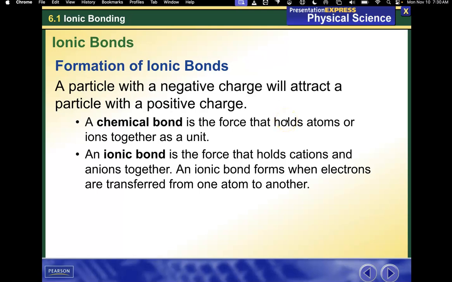A particle with a negative charge will attract a particle with a positive charge. A chemical bond is the force that holds atoms or ions together as a unit. An ionic bond is the force that holds cations and anions together. An ionic bond forms when electrons are transferred from one atom to another.